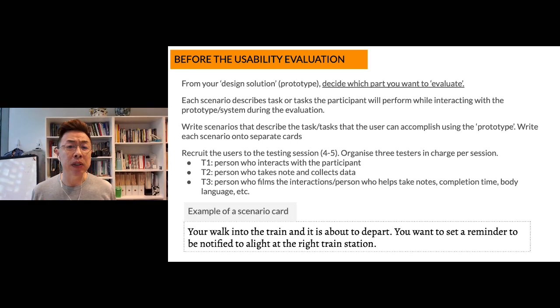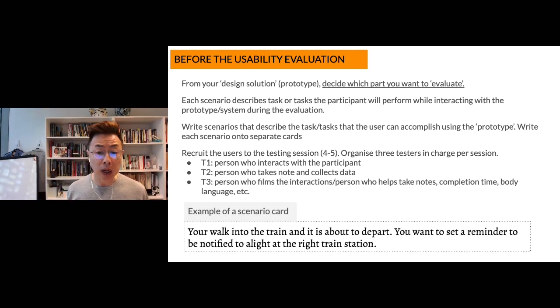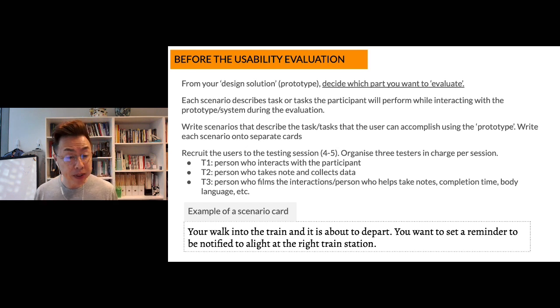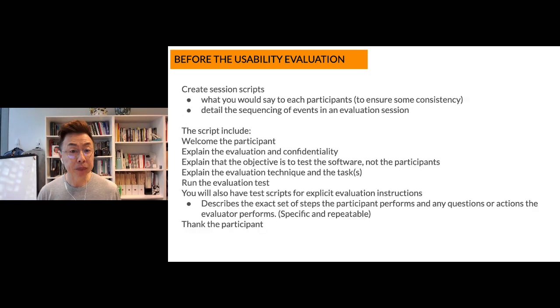So what are these different scenarios that you want to write and what do they look like? Well, the scenarios should be very, very simple. They should be about the task that the user wants to perform with your prototype itself. So for instance, you walk into the train and it's about to depart. You want to set a reminder to be notified to alight at the right train station. So that's just one scenario that you will write onto a card. And hopefully your prototype has screens that allow your users to be able to do that, and you'll give the user that card.